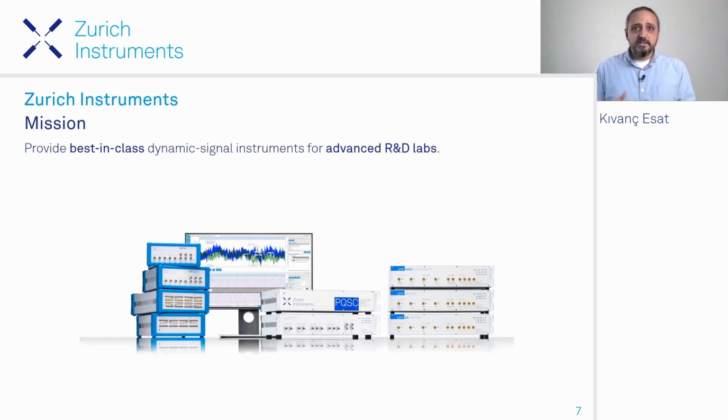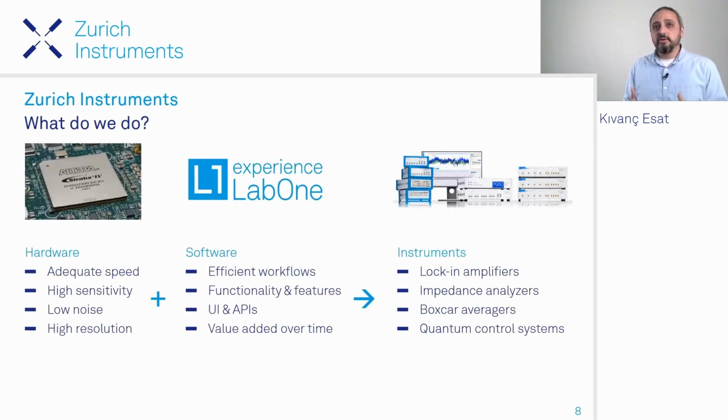So at Zurich Instruments, our mission is to provide best-in-class dynamic signal instruments for advanced R&D labs. But how do we do that? When we develop an instrument, we look at the market for the hardware, gathering the one that has enough speed or good sensitivity, the low noise floor, etc. But this is in the end what everybody does, our customers as well. And where we differentiate ourselves is actually putting together such hardware with the software, providing efficient workflows.